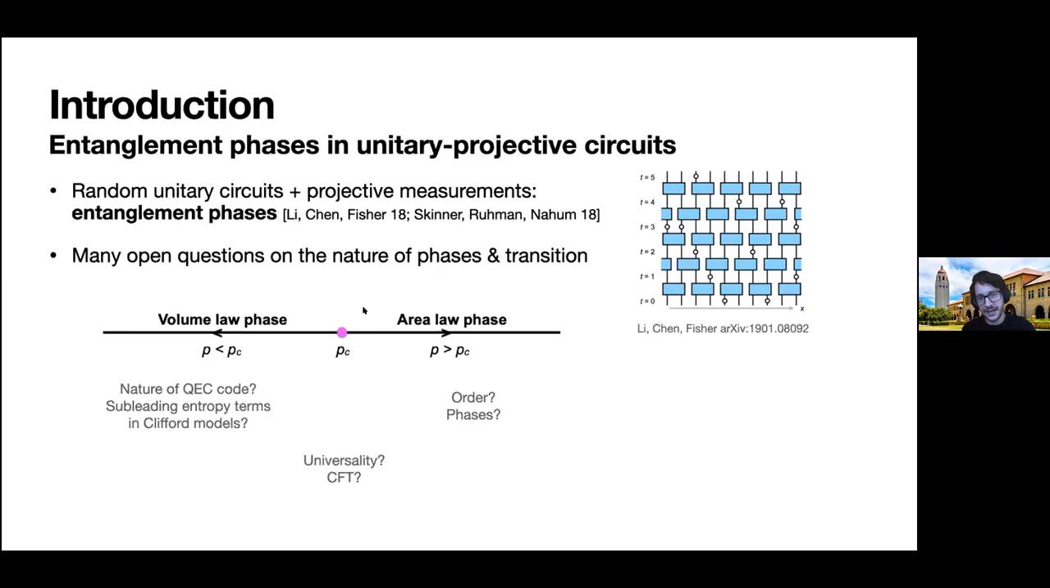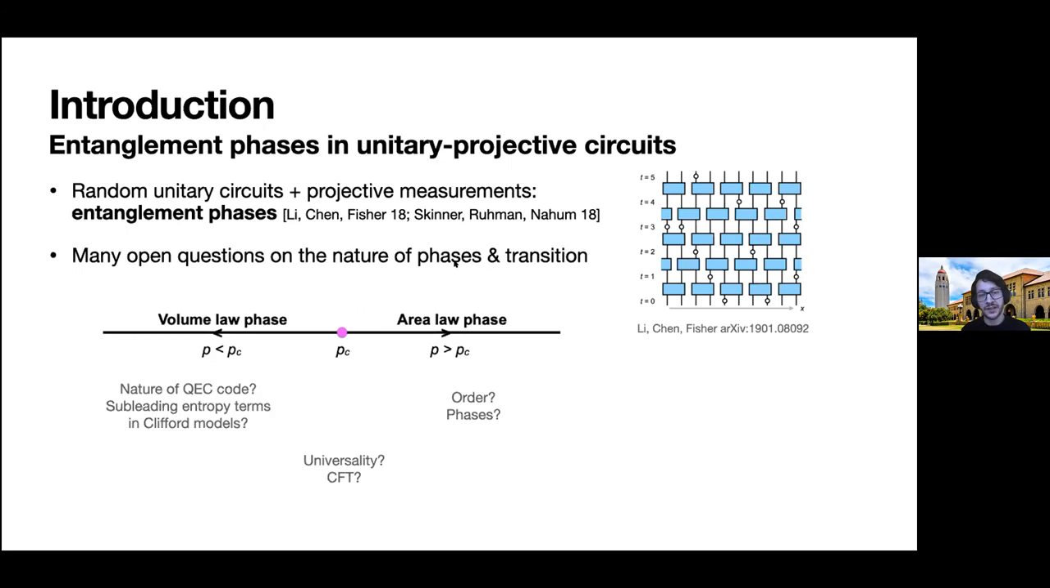And I want to emphasize that in the past couple of years, we've learned a lot about this, but there are still lots of questions that we don't fully know the answers to, both for the phases and for the transition that separates them. So in particular, for the volume law phase, we don't fully understand the nature of this quantum error correcting code. As Michael was mentioning earlier, particularly in Clifford models, there are these subleading entropy terms that are really quite mysterious for now.